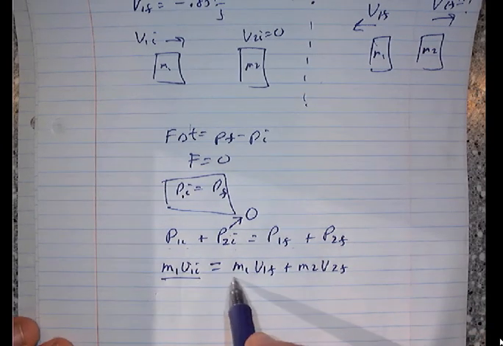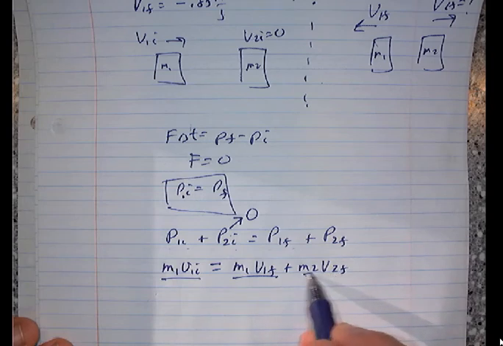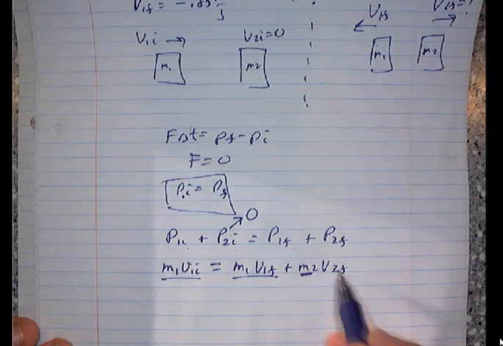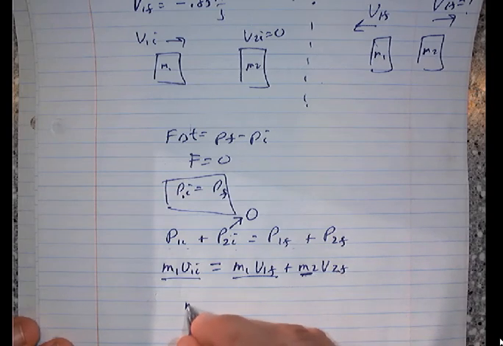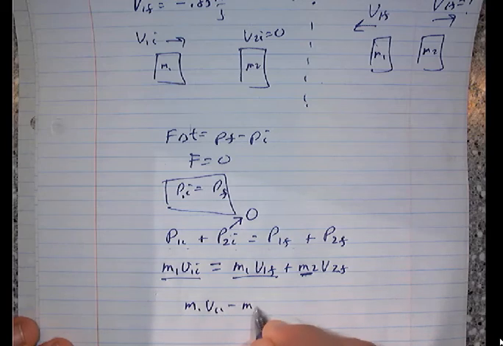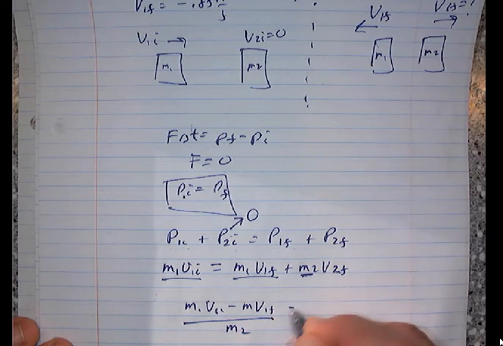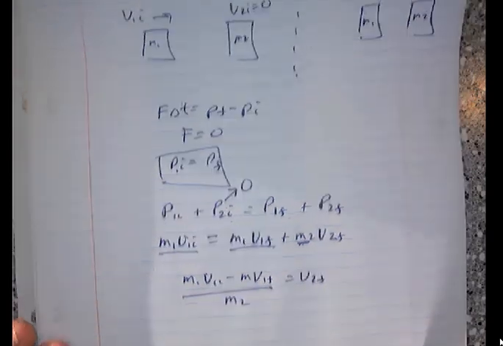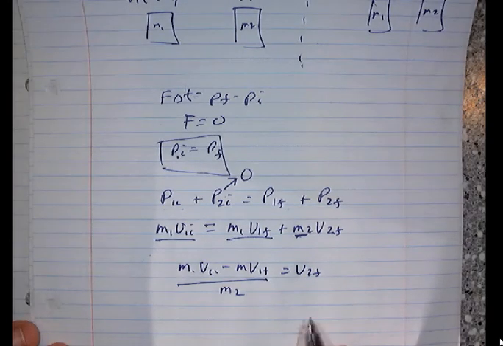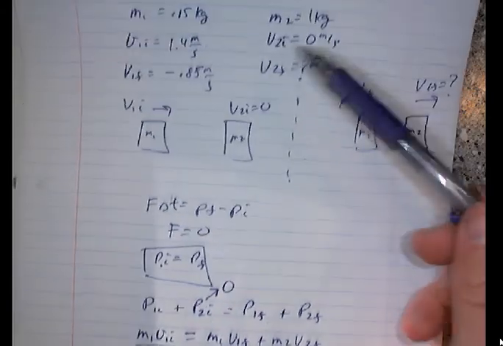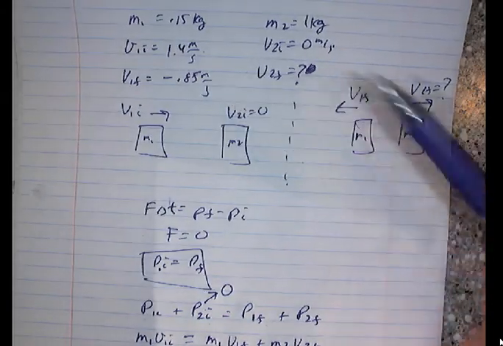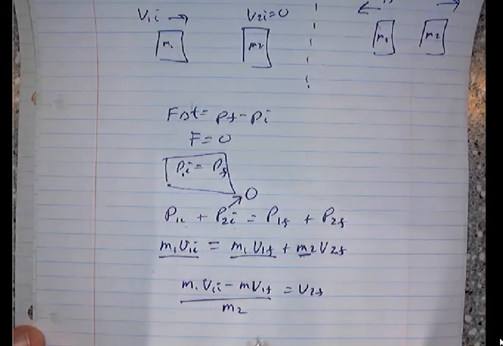And I know both of these, I know what mass 2 is. So a little bit more algebra and you can get V2 final. Let me just do one more step. Okay, so put this up to the other side, divide by mass 2, that will give you V2 final. And be careful with the signs. This one recoils, so V1 final is negative 0.85. You have to make sure that you put that in here. Okay, good. So that's a collision problem.